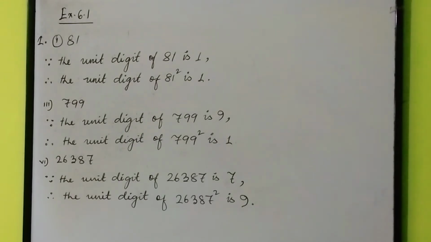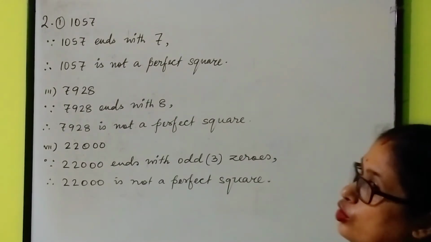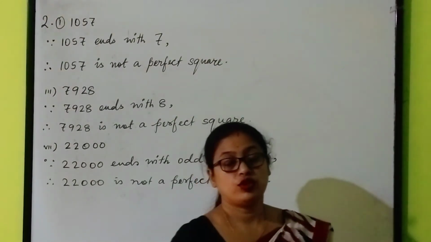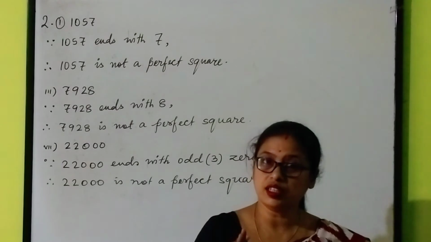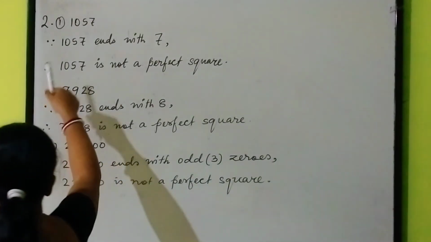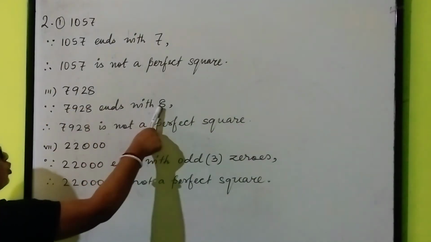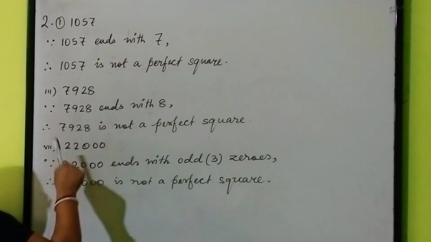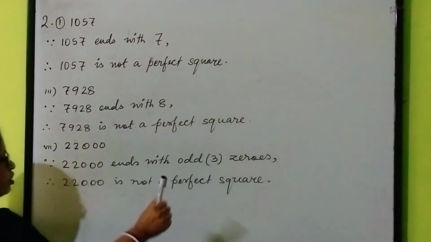Okay. Now see the next question. The following numbers are not perfect squares. They have already given that these are not perfect squares, but you have to cite the reasons. So what I told you: numbers that end with 2, 3, 7, 8 are not perfect squares. And if the number ends with an odd number of zeros, it is not a perfect square. See, 1057 ends with 7, so it is not a perfect square. 8 ends with 8, not a perfect square. See, 1 2 3 ends with odd zeros, 3 is odd zeros, so it is not a perfect square.